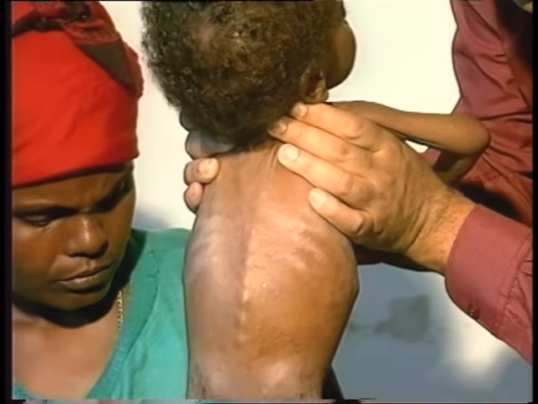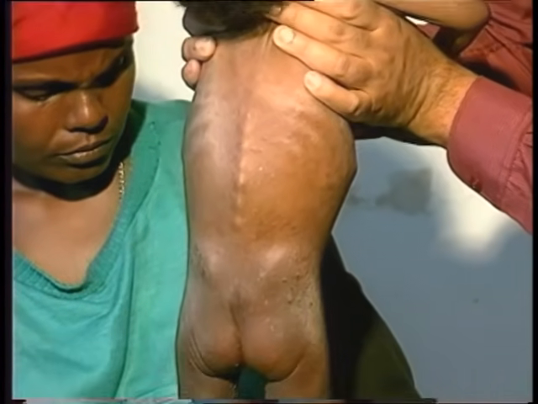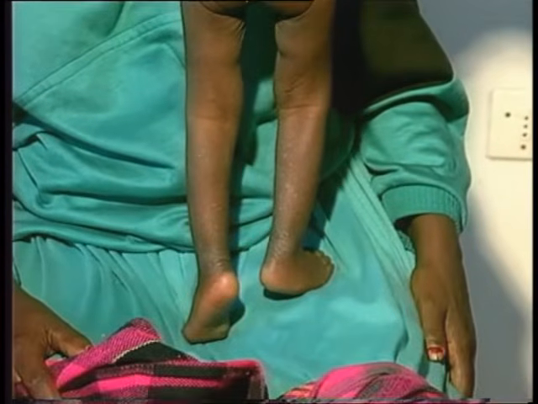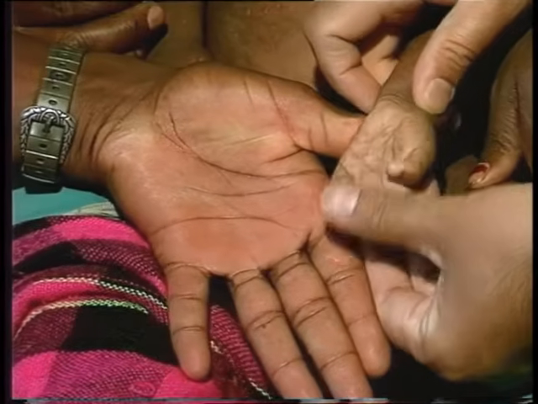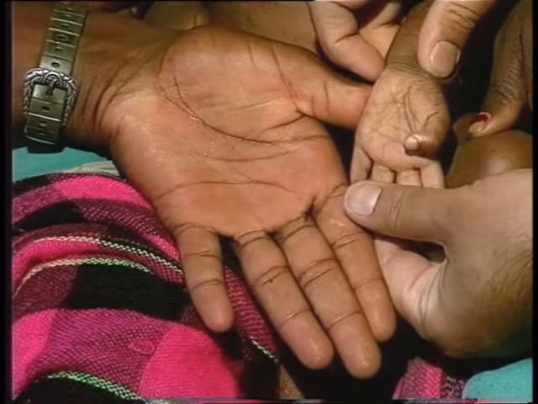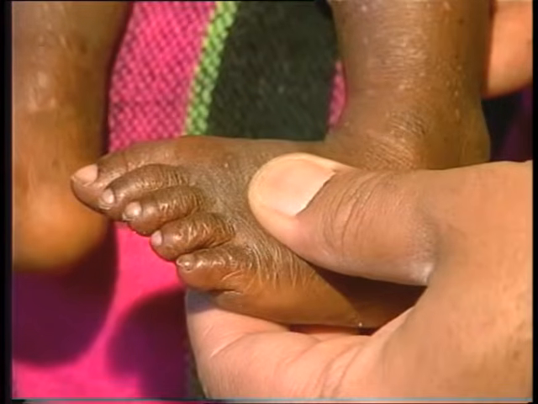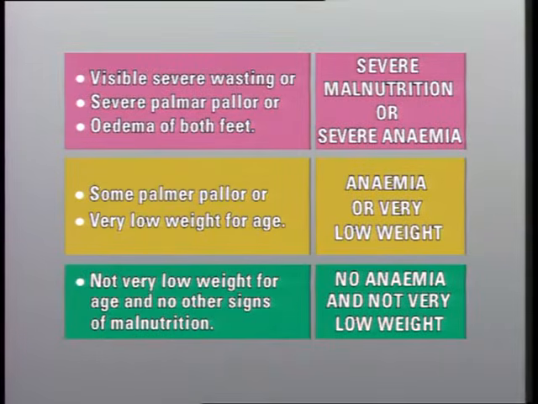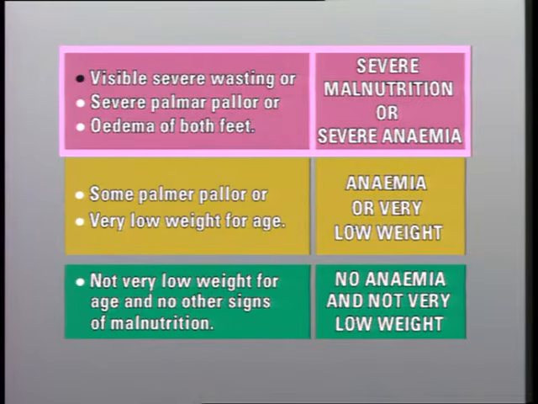We then checked for malnutrition and anemia. We decided that Faduma does have visible severe wasting. Faduma also has some palmar pallor. Faduma does not have edema of both feet. Faduma is very low weight for age. Faduma's sign of visible severe wasting places her in the pink row, severe malnutrition or severe anemia.